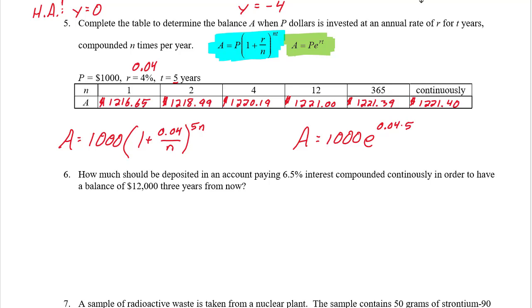but if that would have been maybe like 20 or 30 years, those numbers might be a little bit further off. But continuously and 365, especially in a short time frame, should kind of come back relatively close to each other.